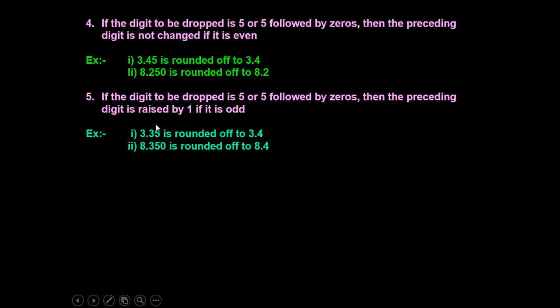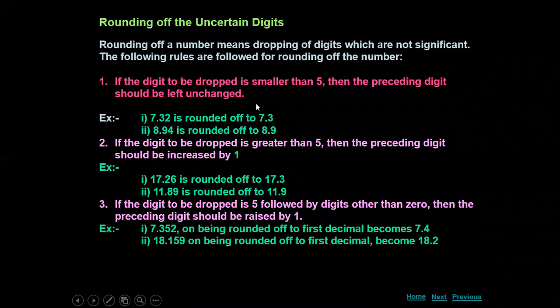Take 3.35. This 5 has to be dropped. The preceding digit is odd, so we will increase it by 1. 3.4 it will become. The same case applies here also. The preceding digit is even or odd, we will see. If it is even, we will write as it is. If it is odd, we will increase it by 1. Now, I'll go back to this once again. Whatever we are dropping here, we are decreasing; we are keeping it unchanged, no?